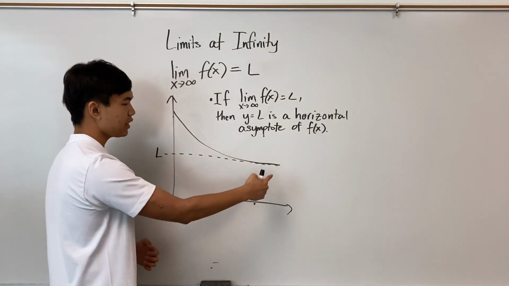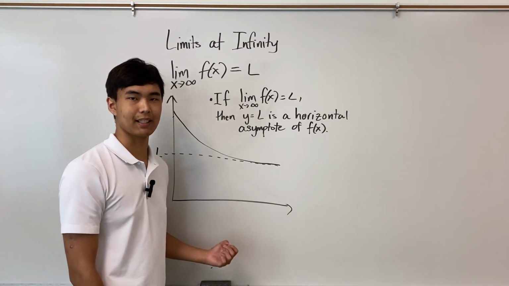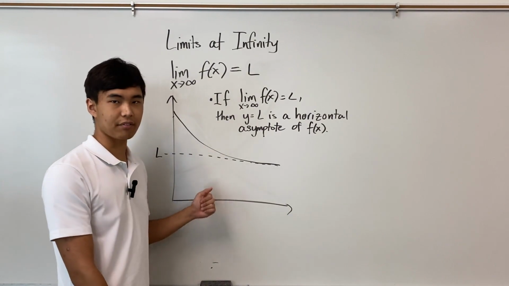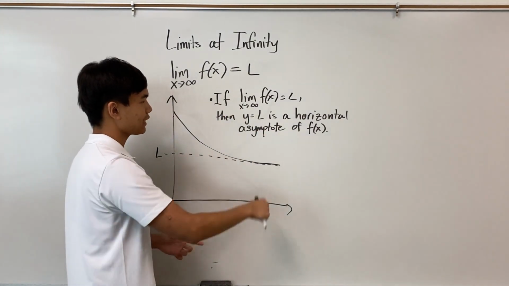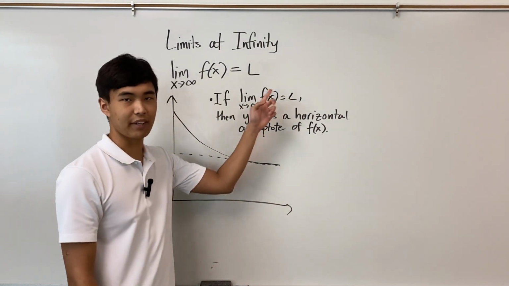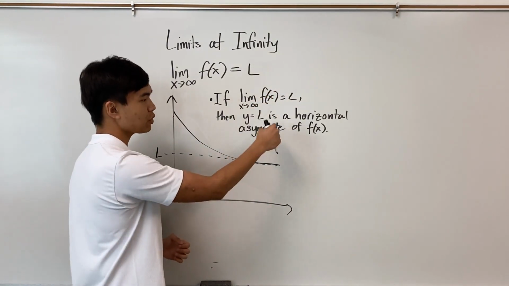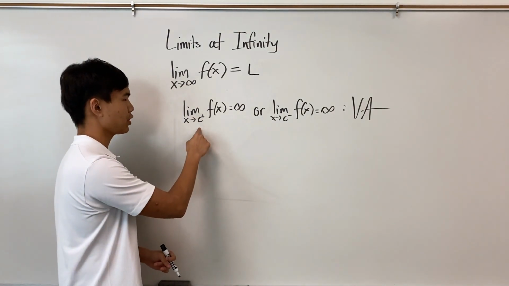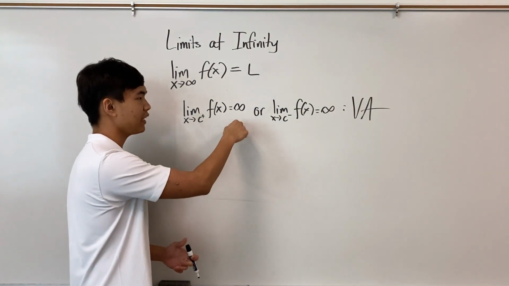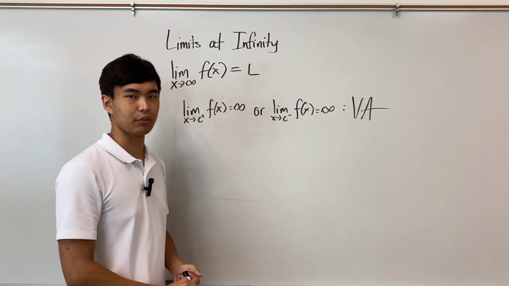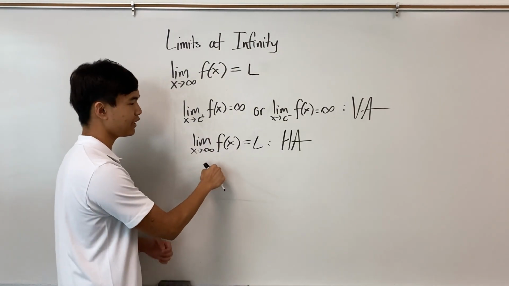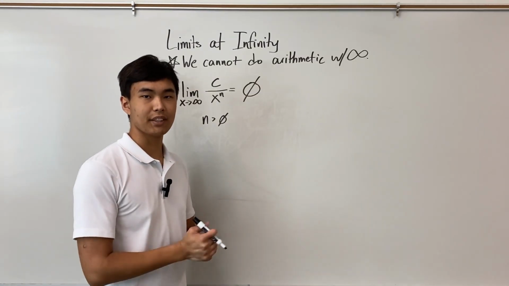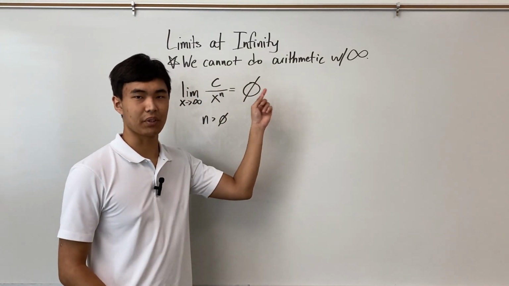And this should look familiar because you should have seen it in a previous math class. This line y equals L just represents the horizontal asymptote of this graph. So we say if the limit as x goes to infinity of this function is some finite number L, then y equals L is a horizontal asymptote of your graph. So if you have the limit as x approaches a finite number equal to infinity, then that indicates a vertical asymptote. But if you have the limit as x goes to infinity equaling a finite number, then this is a horizontal asymptote.